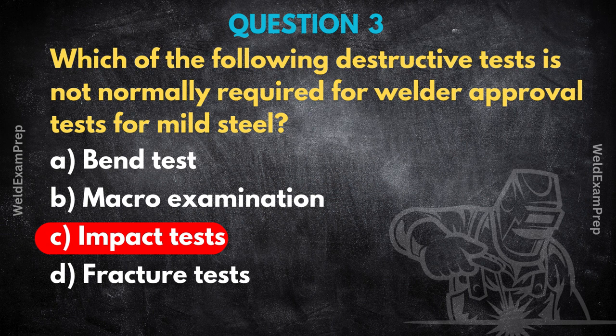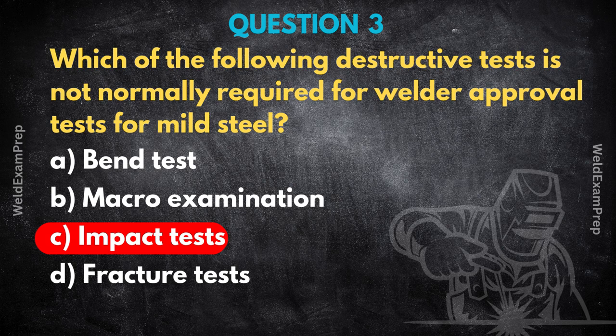And to check that, we use the other three tests. The bend test checks for ductility. The fracture test is a quick way to check for big internal flaws. And the macro exam? With the macro, we slice the weld, polish it, and have a close look at the internal structure. It verifies penetration, profile, all things that are directly related to the welder's technique. I see. So those three tests are direct measures of the welder's execution.